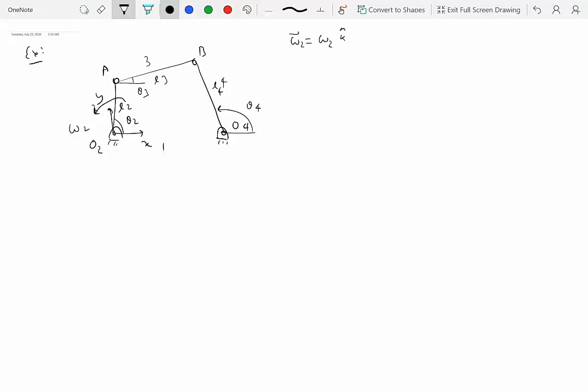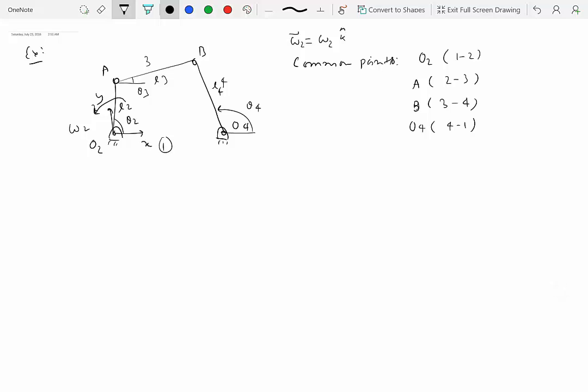So step 1 was to identify the reference frame. Then step 2 was to show the reference frame. Step 3 is to identify the common points on the rigid bodies, right? So what are the common points over here? So let's write them. We have O2 as a common point, which is common to link 1 and link 2. We have A as a common point, which is common to link 2 and 3. We have point B, which is common to 3 and 4. And we have O4 as a common point, which is common to 4 and 1, right? Those are the 4 common points over here.